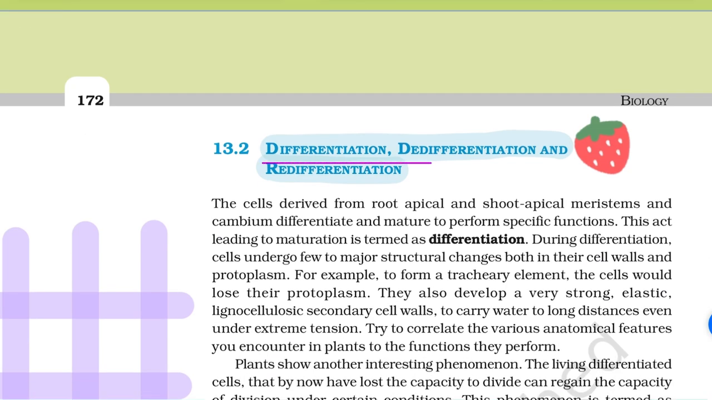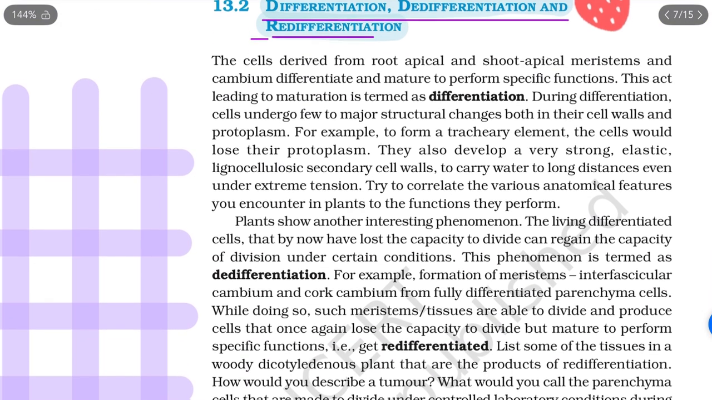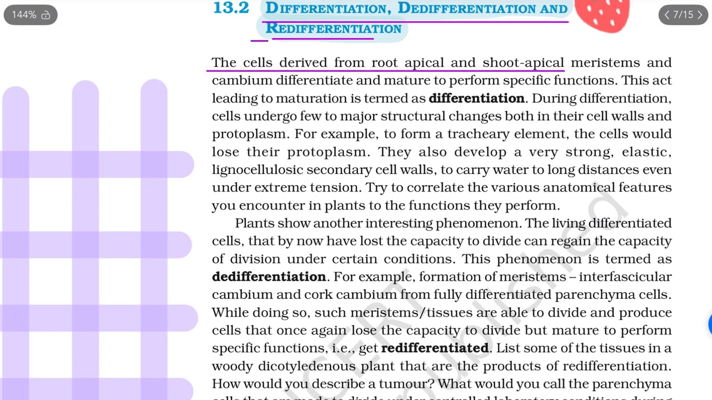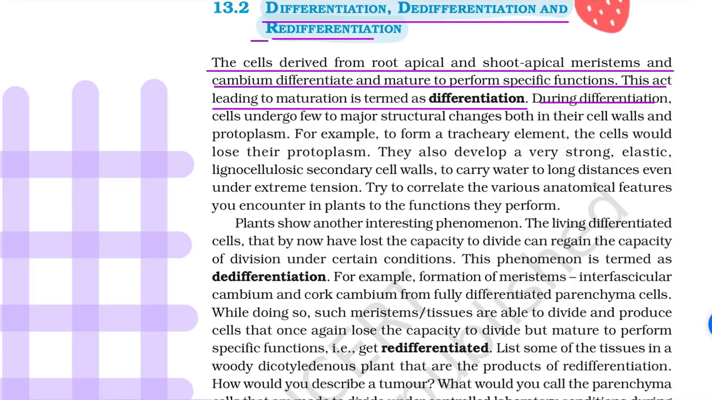Next is differentiation, dedifferentiation, and redifferentiation. The cells derived from root apical and shoot apical meristems and cambium differentiate and mature to perform specific functions. This act is leading to maturation and differentiation. During differentiation, cells undergo few to major structural changes both in their cell walls and protoplasm. For example, to form a tracheary element, the cells would lose their protoplasm.